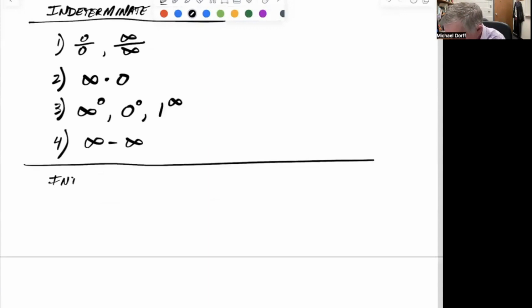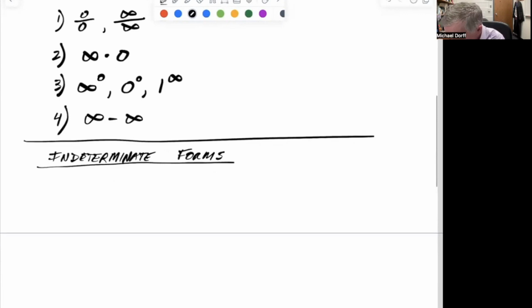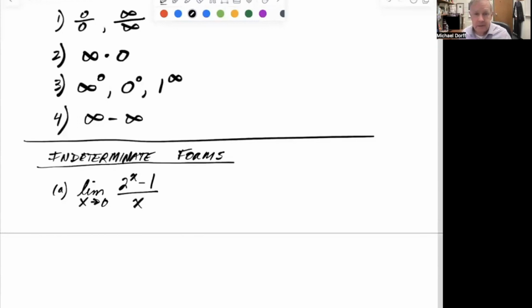So these are, again, some indeterminate forms expressed as limits. And that's what we're going to be concentrating on today, indeterminate forms expressed as limits. So we could have something like the limit as x goes to 0 of (2^x - 1) all over x. All right, so why is this an indeterminate form?